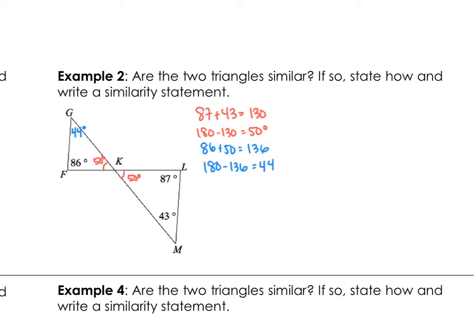So now when looking at my two triangles, I have one pair of congruent angles, and that's the vertical angles. Okay, but if we compare our other angles, we have 44 and 43 and 87 and 86. So even though they're close, they're not the same. So in this case, these triangles are not similar. So we would say not similar. And we need to write a reason. Well, the reason is they only have one pair of congruent angles.